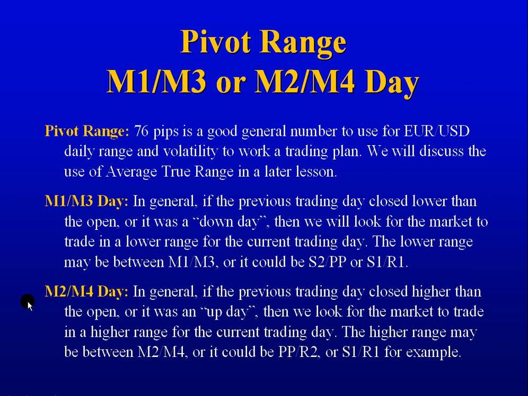The same applies to an M2, M4 day. In general, if the previous trading day closes higher than the open, or if it was an up day overall, then we look for the market in the current day to trade at a higher range. The higher range may be M2, M4, so ranging between the support and resistance of M2 and M4 levels, or it could be the central pivot point and R2, or S1 and R1, for example.